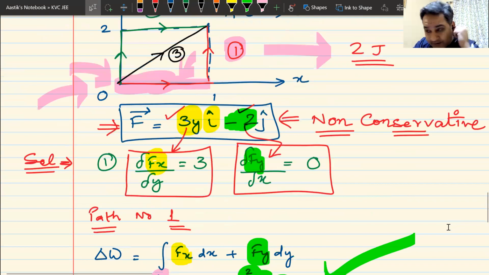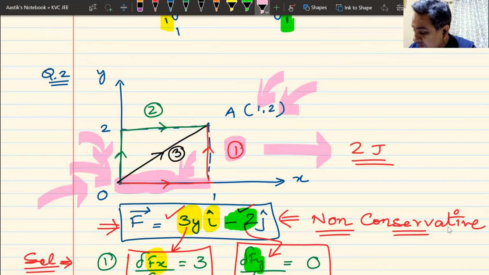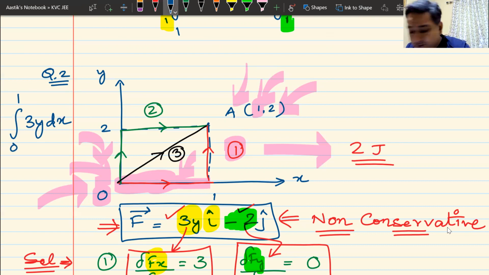Okay, now I go back to this diagram. I have to go from this point O to this point A. X is varying from 0 to 1. That is the only problem. Now, what I have to integrate here, I'll write it here: 3y dx has to be integrated from 0 to 1. That is my problem.